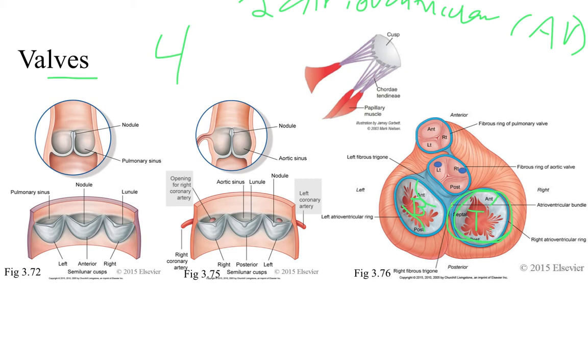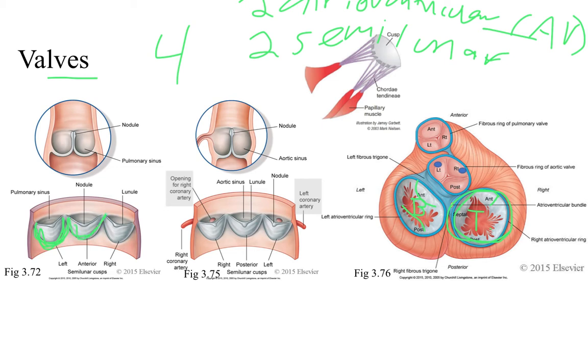Now, the other valves are two semilunar valves. All right, go back real quick. The atrioventricular valves, their job is to prevent backflow from the ventricles to the atria when the ventricles are contracting. The semilunar valves are the valves between the ventricles and the major blood vessels that they pump to. So they're called semilunar because they have this semi-moon, lunar shape right here.